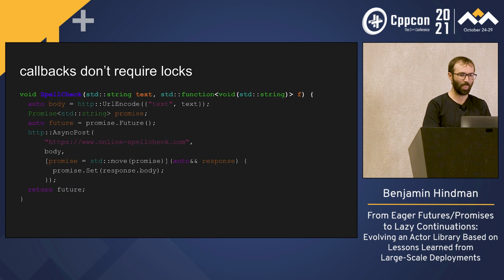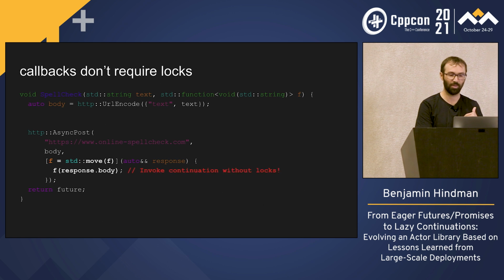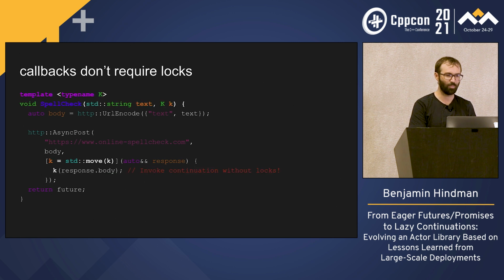So imagine that we're going to rewrite spell check to take some function, some callback. We're going to throw away our promises. We're going to go ahead and, within that callback, just call f. And that's going to be the continuation that we want to do next. Great, so we can invoke the continuation without locks. But maybe we don't want to pass through an std::function, so we're going to have spell check take in some arbitrary thing we can call.